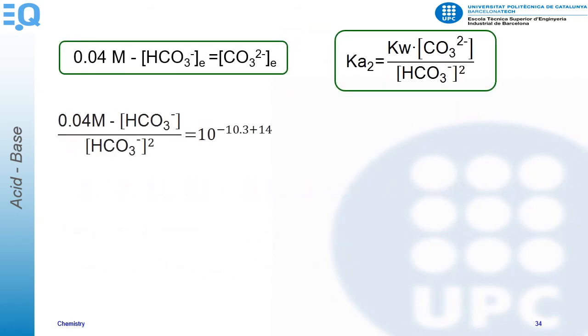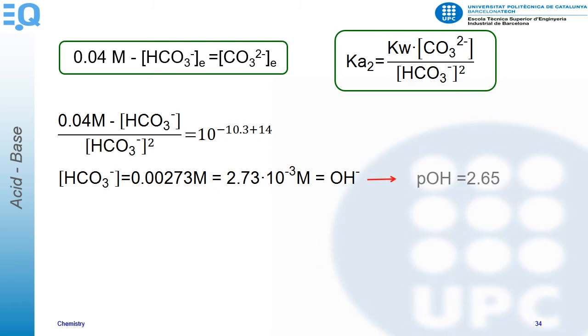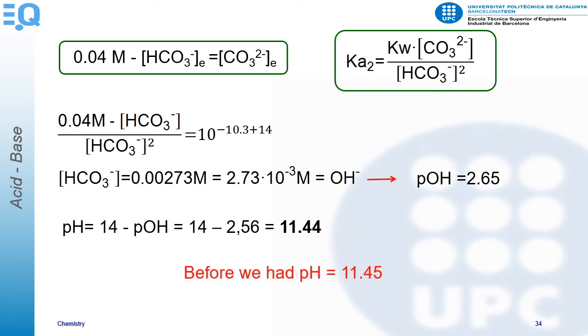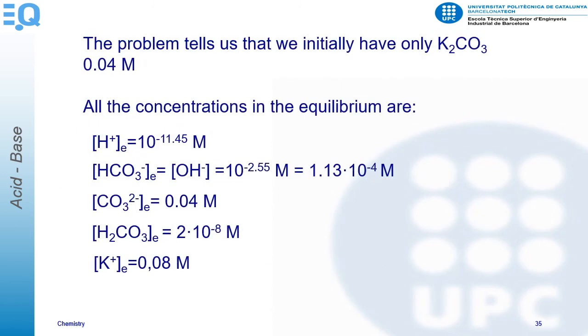But what would have happened if we hadn't disregarded the hydrogen carbonate? If we don't disregard any of the species, we have to solve a second-degree equation. Instead of having hydrogen carbonate to the power of 2 in the denominator, we write 0.04 minus the carbonate concentration. Substituting and solving the equation, we get a pH of 11.44. The pH difference is very, very little.